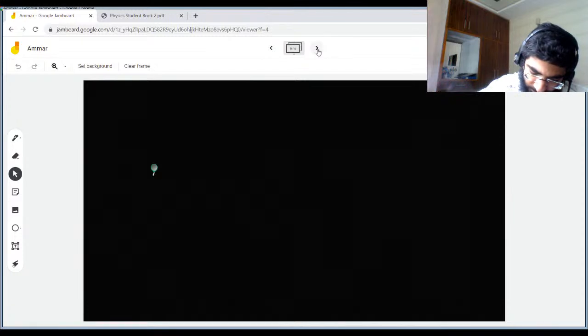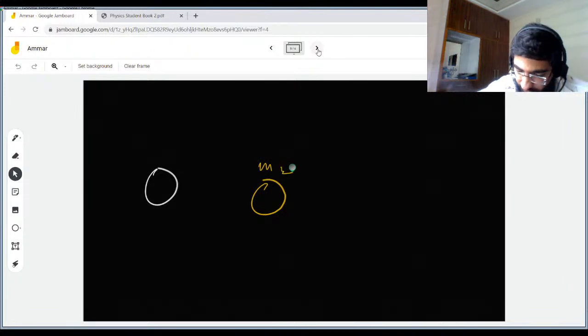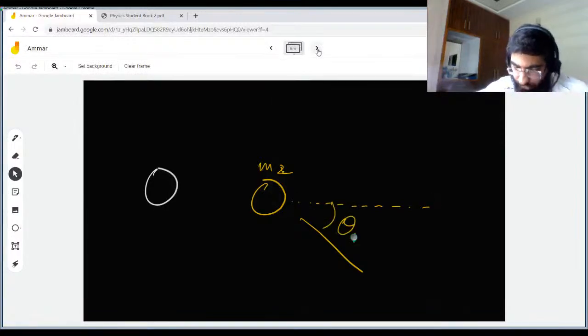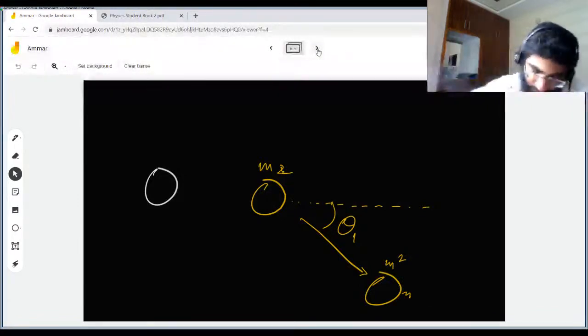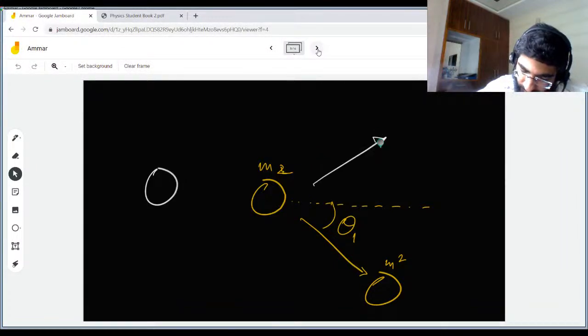So we have got M1 and we have got M2. After collision, M2 moves in this direction at an angle theta 1 to the horizontal. Here is M2 after collision. And M1 moves off in this direction, with an angle theta 2 to the horizontal.